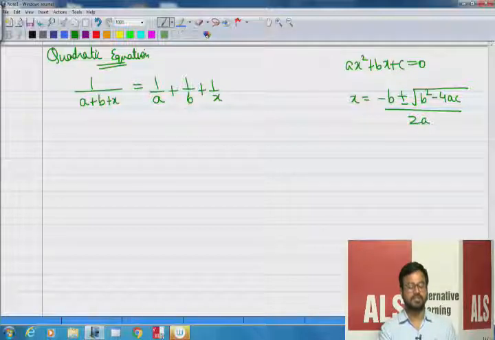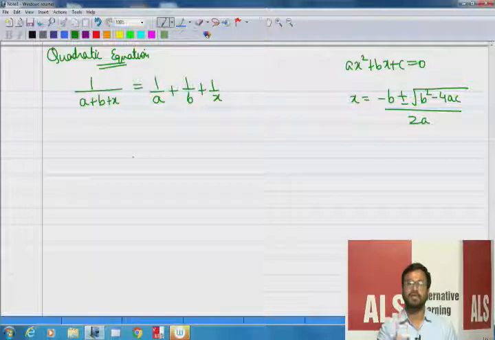So this is the quadratic equation. Right now it is not in the form of quadratic, but if you solve it, it is going to be a quadratic one. So 1 upon a plus b plus x is equal to 1 upon a plus 1 upon b plus 1 upon x. So you have to find the value for x from here, and let me give you the hint how you can start this question, then you have to do it on your own.